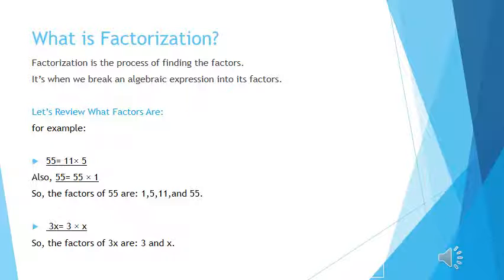Another example, 3x. 3x is 3 times x. So the factors of 3x are 3 and x, knowing that x is a variable.